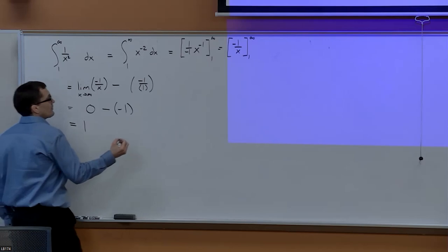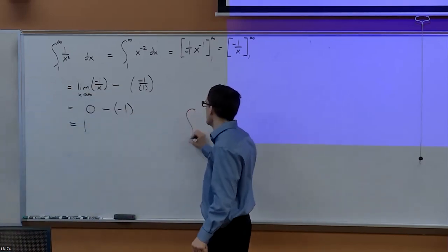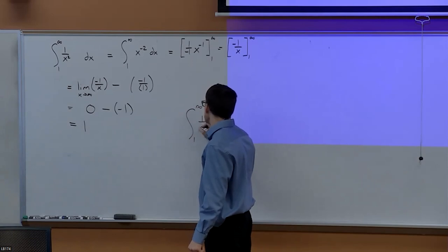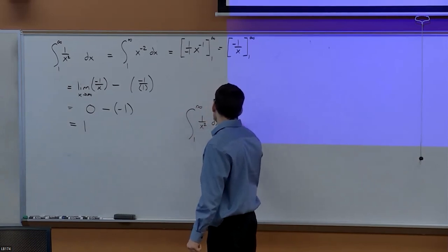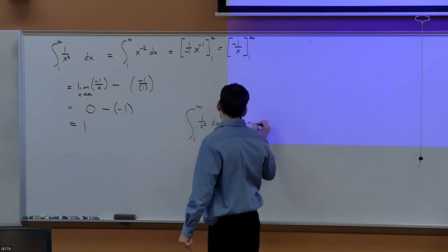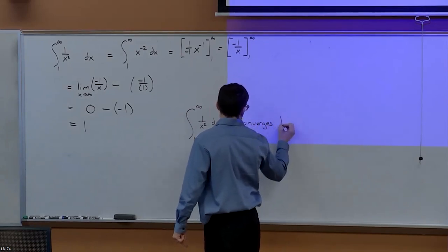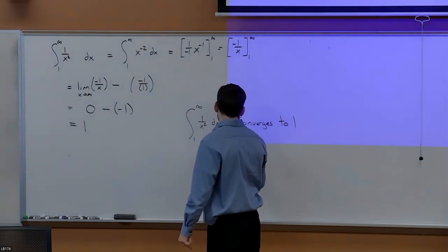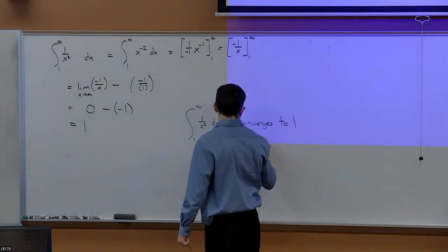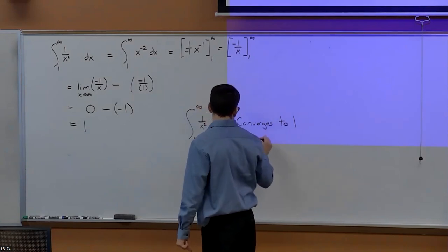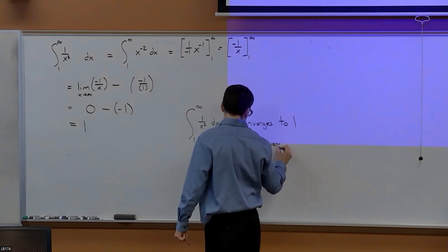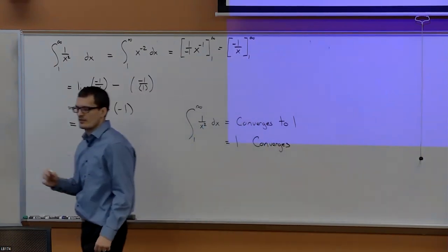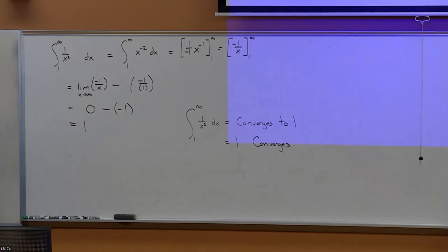And so we say, shorthandedly, that this integration converges to 1, or is equal to 1 and converges, because it gave us out a real number. So the language there is converges to 1, or that integration is 1, and therefore it converges.